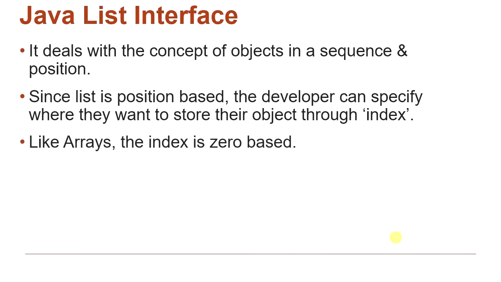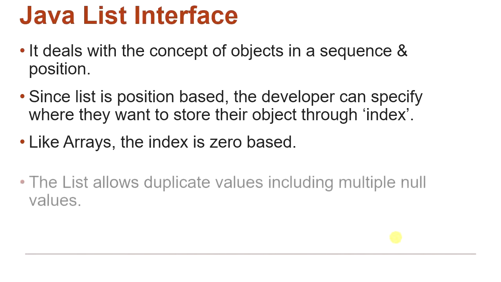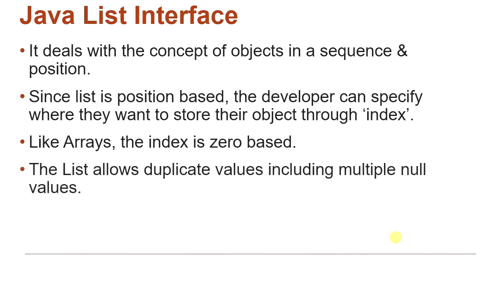Like arrays, the index is 0 based. That means if you want to pick the first element, then we will be supplying the index as 0 to the corresponding function. The list allows duplicate values, including multiple null values. This means you can store the same object multiple times at different locations.